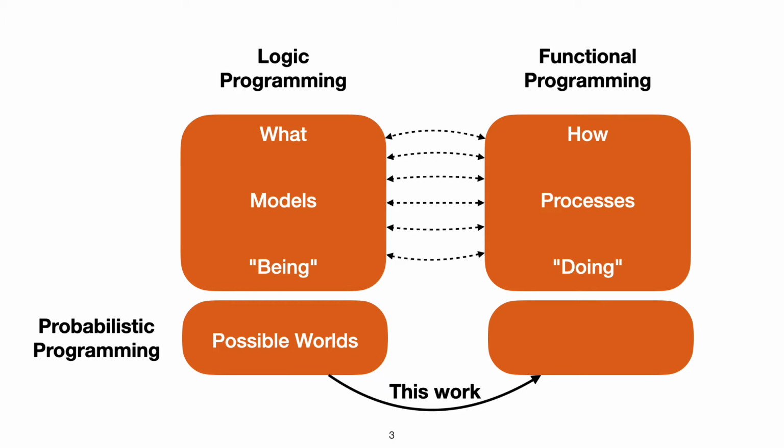But there's another big part of the spectrum that is less explored, which is probabilistic programming that takes into account the non-deterministic or probabilistic nature of some programs. For example, in logic programming, you have the so-called possible world semantics, in which every possible situation is modeled together with a probability. And in this work, we will have a functional view on the concept of possible worlds so that we can combine the probabilistic programming approach with the functional programming paradigm.